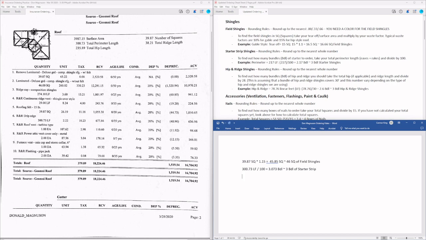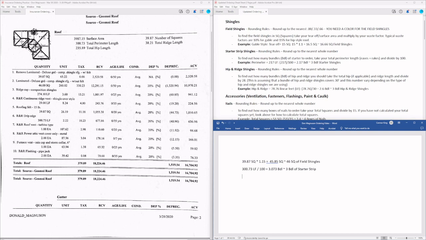Next, we're going to do the hip and ridge shingles. To find out how many bundles of hip and ridge, you should take the total hip, if applicable, and ridge length and divide by 28. With this, we're assuming that each bundle of hip and ridge shingles covers 30 feet. Some hip and ridge shingles can cover more or less depending on the type of hip and ridge shingles we're using and the manufacturer. Once you get to a storm, you're going to want to talk to the managers, either the production manager or the senior project manager, and find out what type of hip and ridge we're using with the supplier and what we should use for the coverage. But we're going to do 28 on this one.